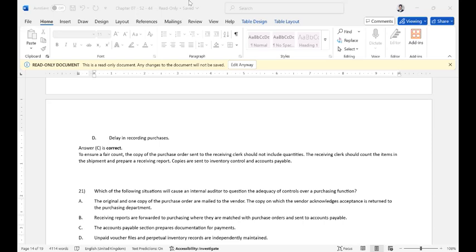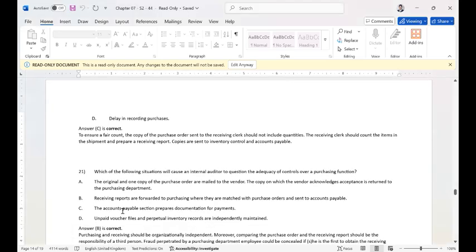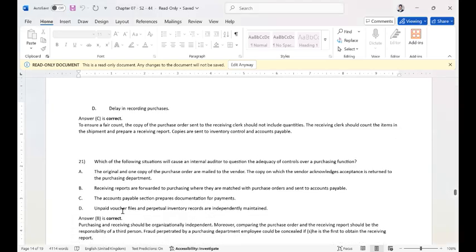What is the answer here? Answer A. B. Read it carefully again, because these sort of questions you are going to get a lot of. Be really, really careful. Which of the following situations will cause an auditor to question the adequacy of controls over a purchasing function?